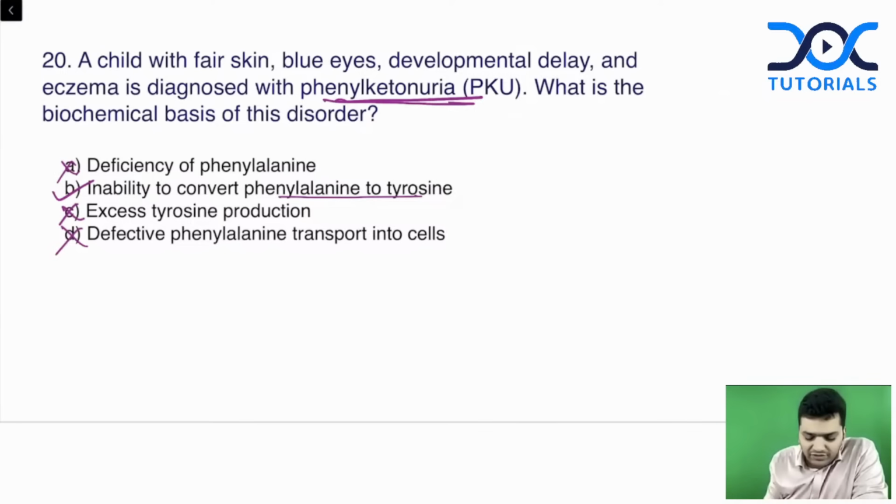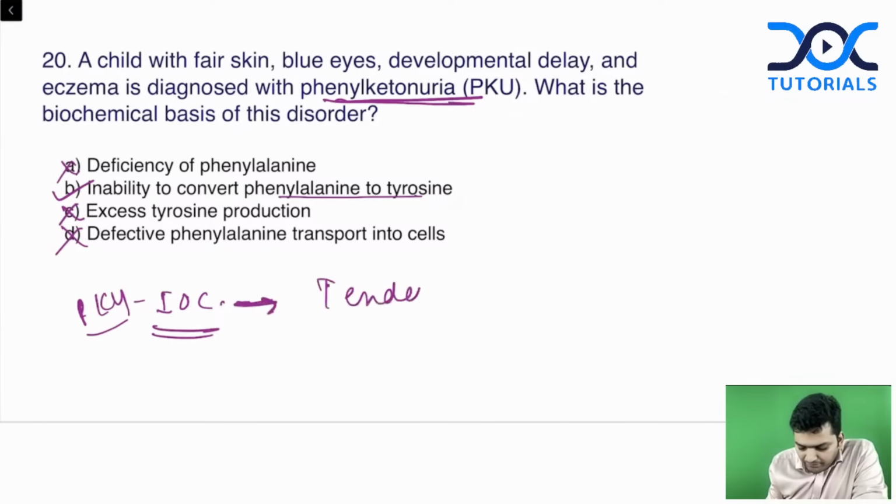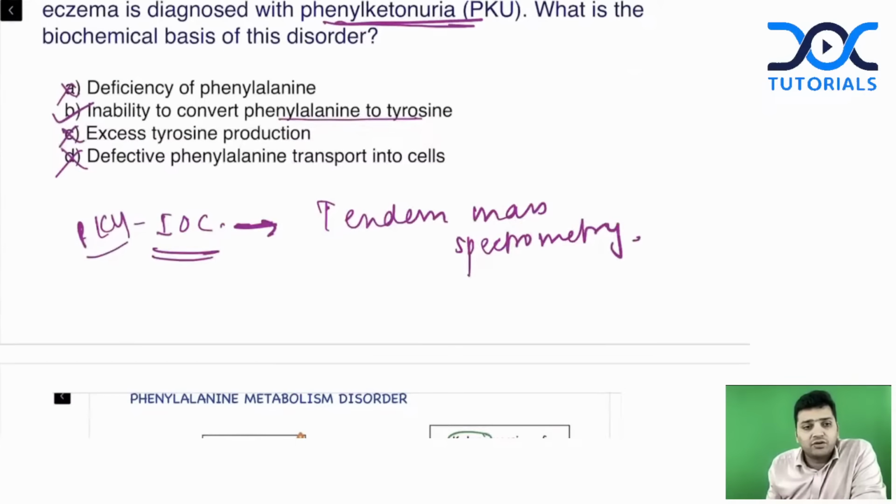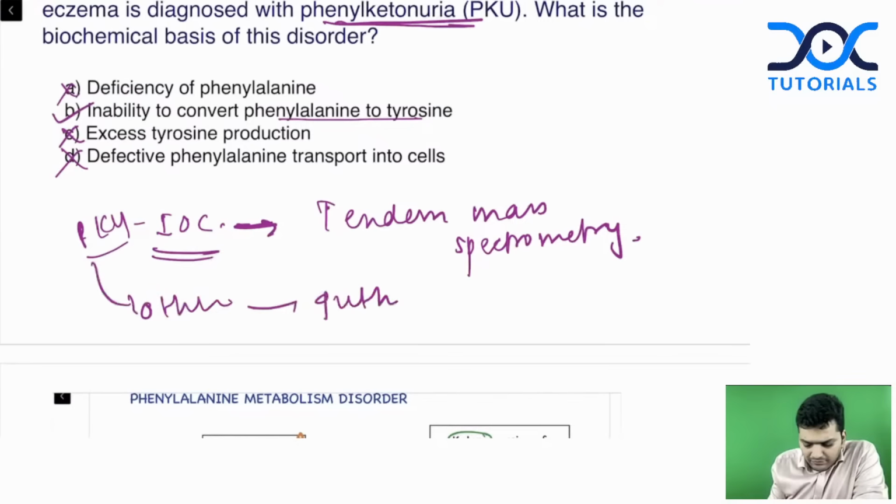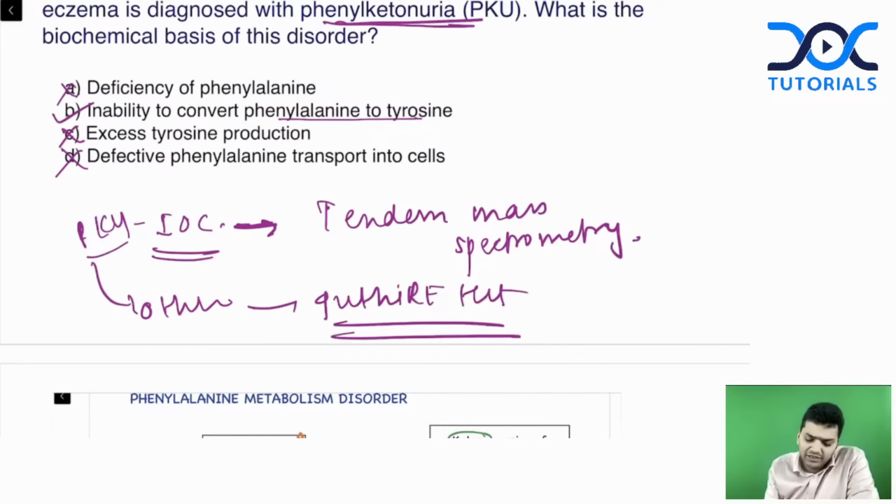Can you tell me what is the investigation of choice of phenylketonuria? Yes, it is going to be tandem mass spectrometry. Tandem mass spectrometry is the investigation of choice. What is the other test that you can do in phenylketonuria? It is the Guthrie test. We can do the Guthrie test also, right? But the investigation of choice is tandem mass.